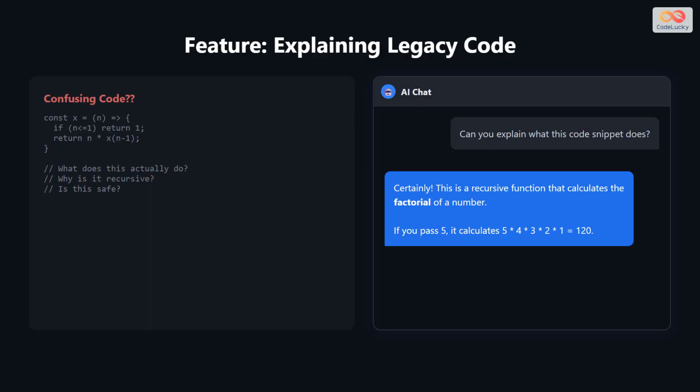We all encounter confusing or legacy code that is hard to understand. With AI tools, you can highlight a complex block of code and ask for an explanation. The assistant will break down the logic step by step in plain English, helping you understand how the function works without needing to decipher it manually.